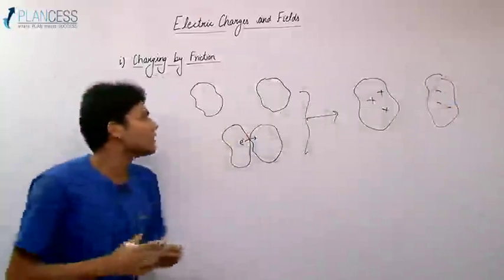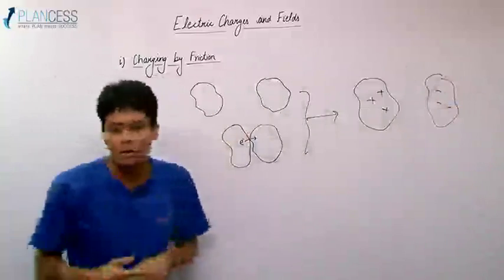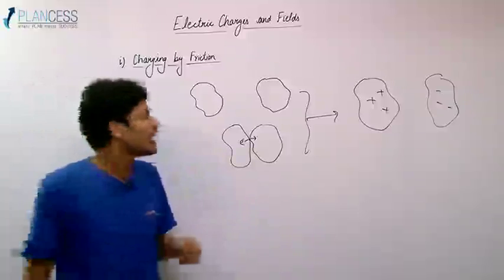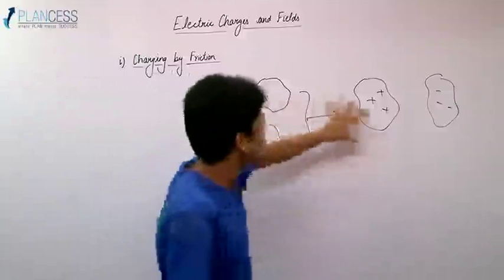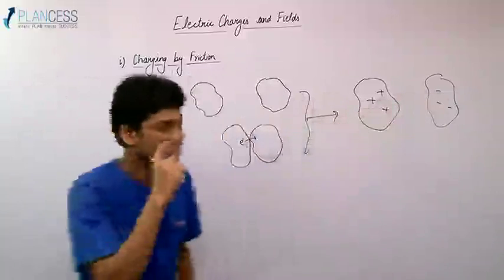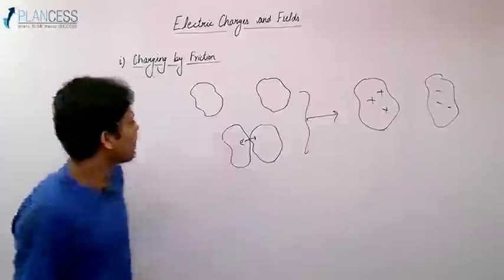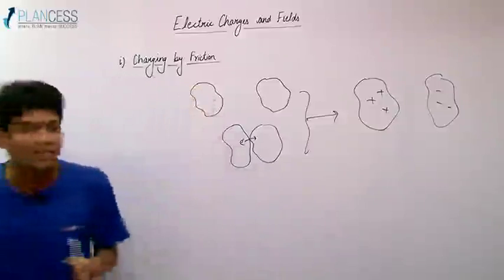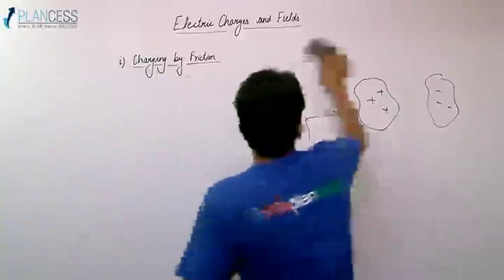So this is the method of friction, and you don't need to go into the details of it, because you don't need to find out the procedure of the shifting of electrons in this process. The point is that charging by friction involves rubbing two bodies and some charge gets transferred, so the bodies get charged.